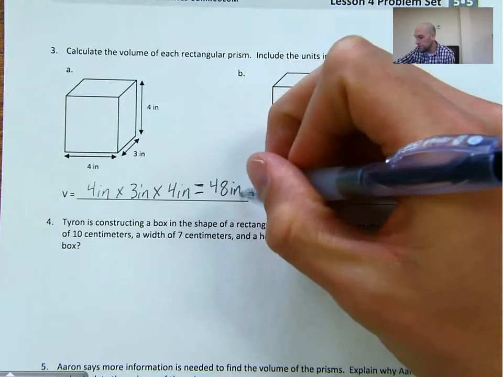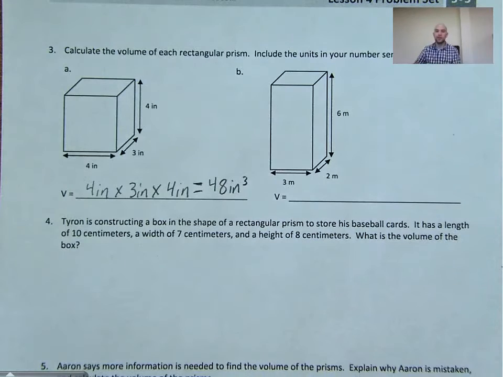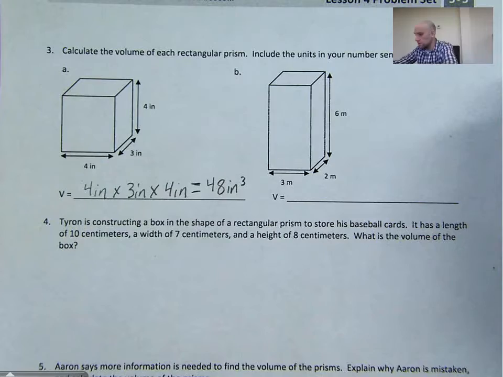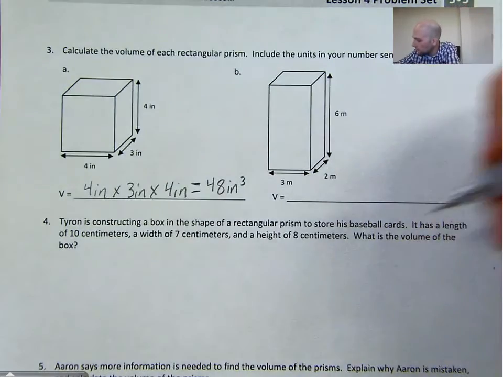That's going to be inches cubed that time, cubic inches, because we're not dealing with centimeters anymore. Now it says that our units are inches. Letter B, now we have meters. So we have 6 meters by 2 meters by 3 meters. So that's like a really big box there.